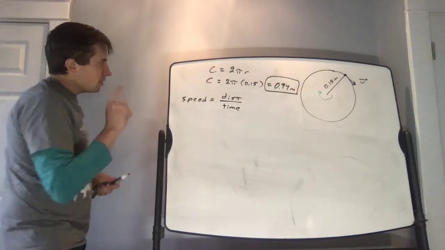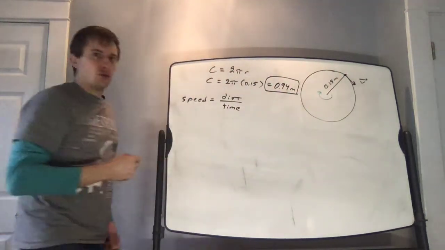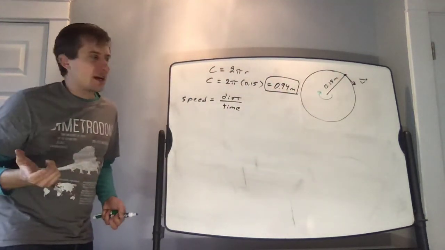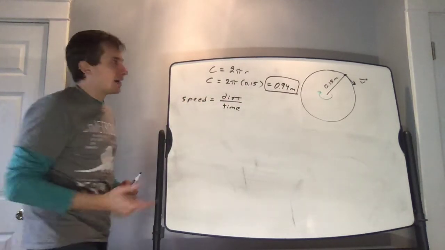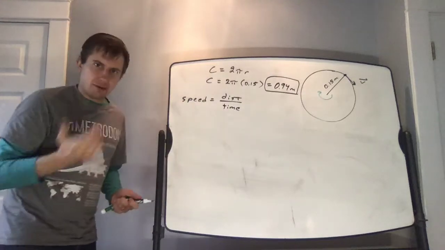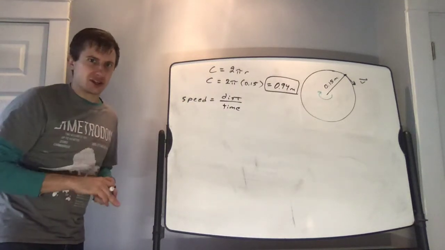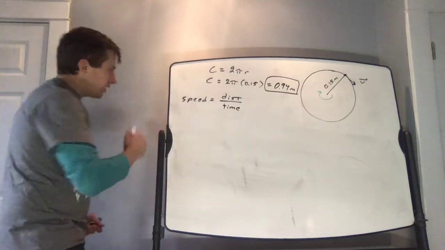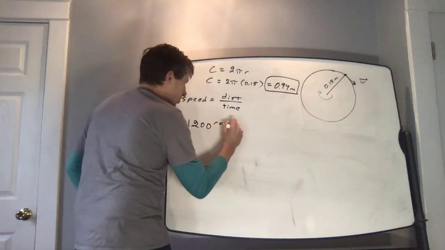If I know the distance that the tip of the fan blade travels when it goes once around the center of the fan, I have a distance. If I could find the amount of time it takes, then I would have enough information to find the speed of the fan. Or there might be other ways we could solve this. So we are given that the fan undergoes 1,200 revolutions per minute.